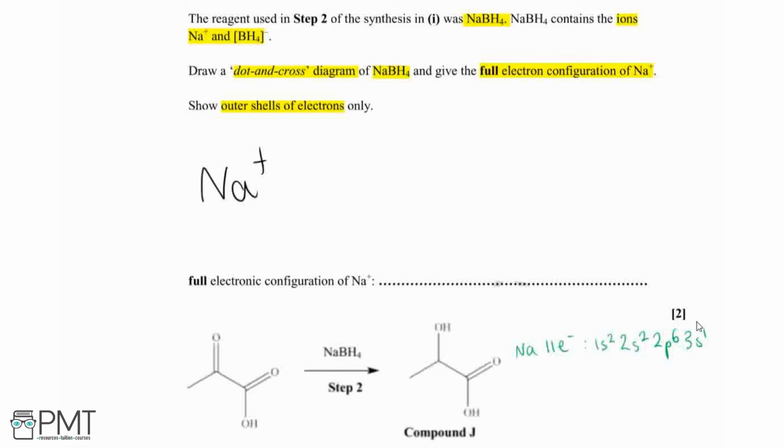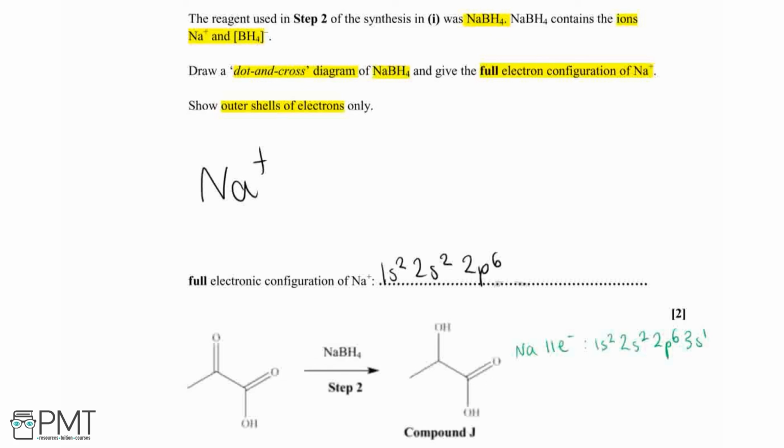So when we lose this electron to form a 1+ ion, our electronic configuration is going to be 1s2, 2s2, 2p6 only. And this electron is going to be given to the boron to form that negative ion there, because we've got an ionic bond to think about.